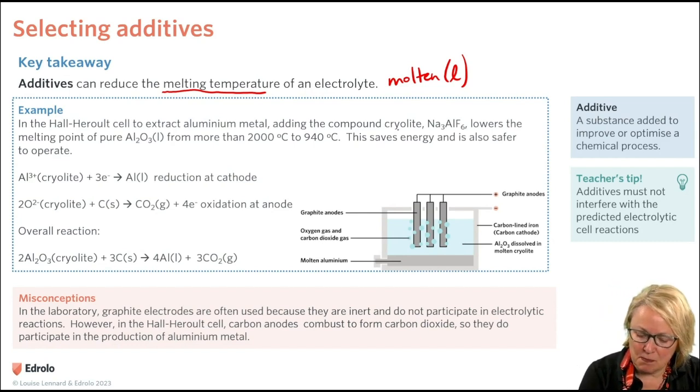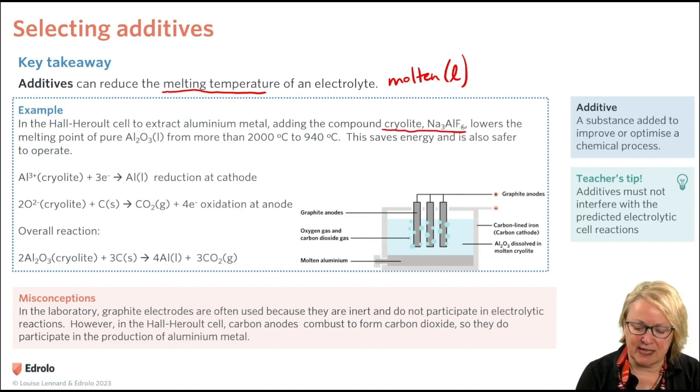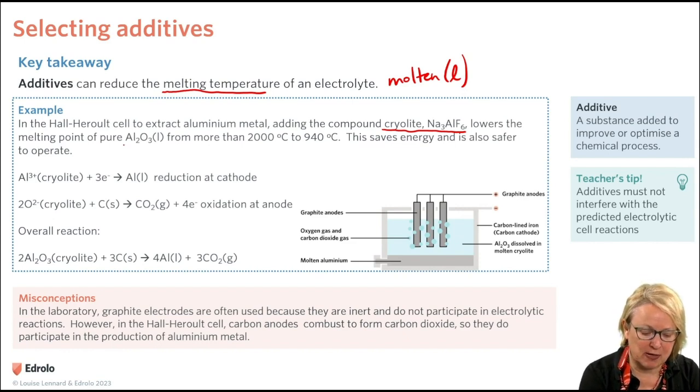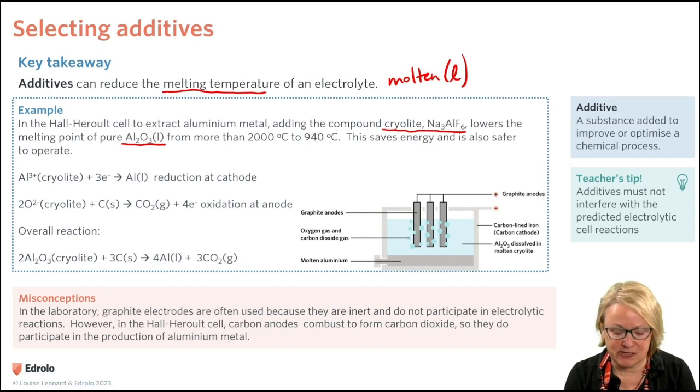By adding the compound cryolite, which is Na3AlF6, it lowers the melting point of pure aluminium oxide from more than 2,000 degrees to 940 degrees Celsius, which is still hot, but obviously doesn't take as much energy. So that saves energy and is also safer for the people working in the plant.